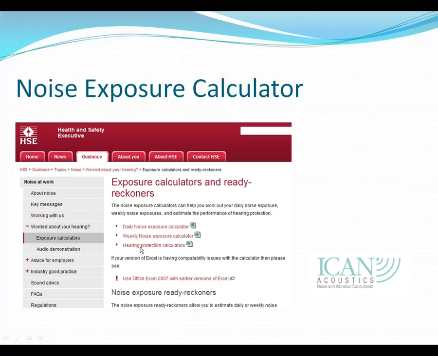Now, there's also a useful Excel document there on hearing protection calculators, and that is based on measurements where you carry out an octave band measurement of the noise source, and using the hearing protection data, you can work out how much protection is likely to be offered by that hearing protection.